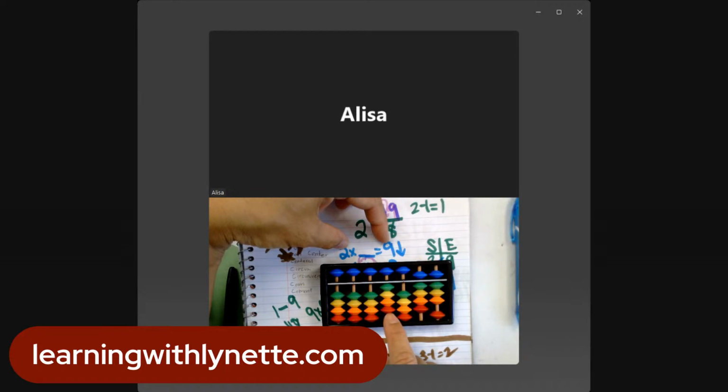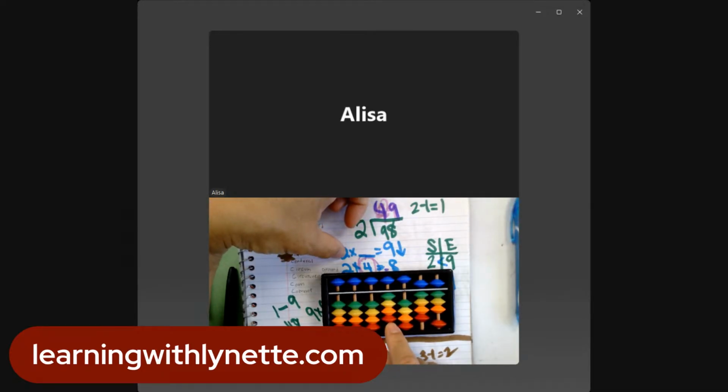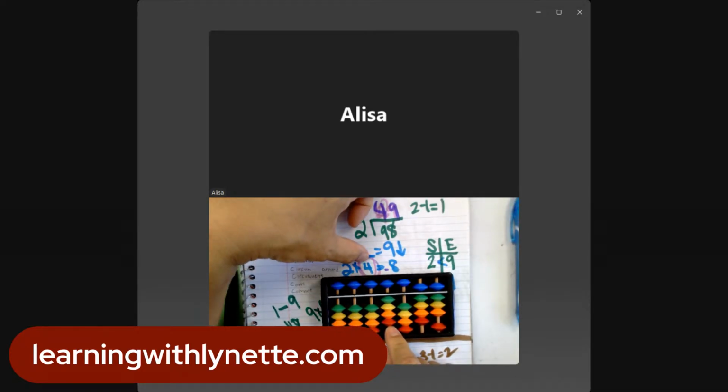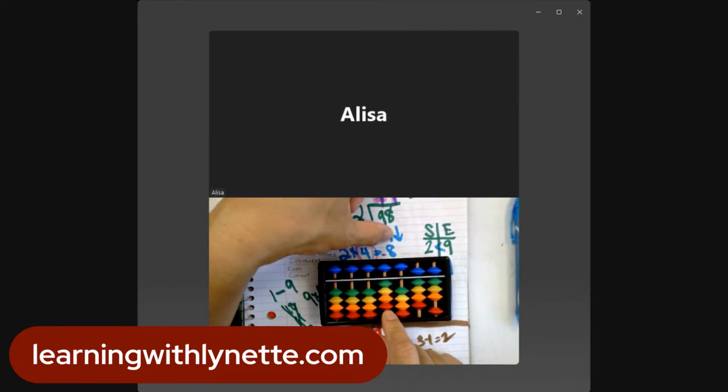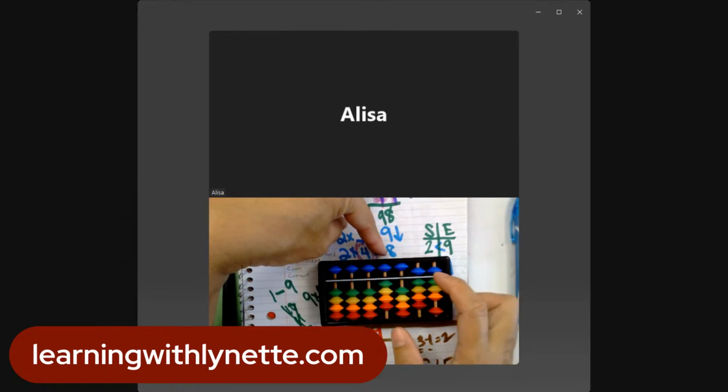Right? So what do I do? Now the product, minus. 2 times 4 is equal to 8. I have to take away 8. So I take away the 8, 5, 6, 7, 8. And then what do I do? Now I compare. Now I have to check to see my answer.